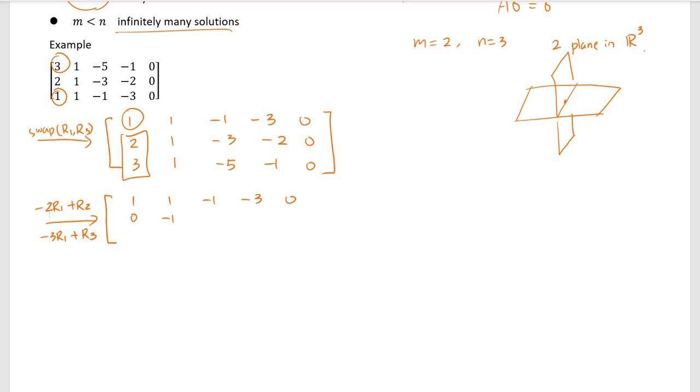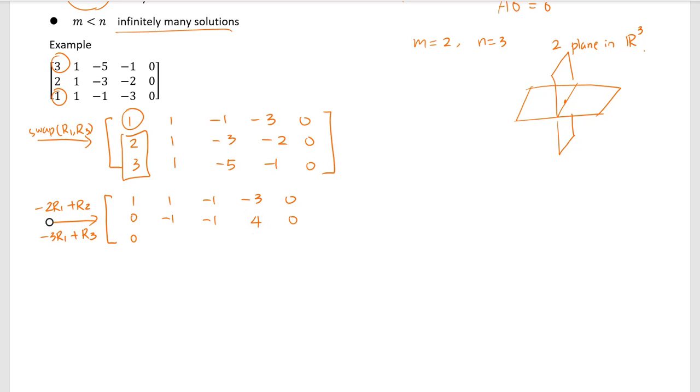Minus 3, minus 2 times minus 1. So it's like minus 3 plus 2, minus 1. Minus 2, minus 2 times minus 3. So it's like minus 2 plus 6, so 4. And 0 plus 0 is 0. And 3 minus 1, 0. 3 minus 3 is 0.